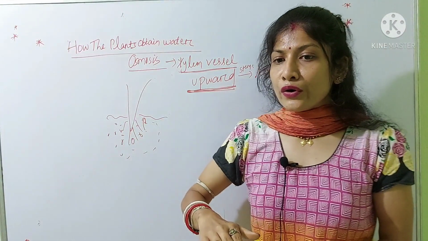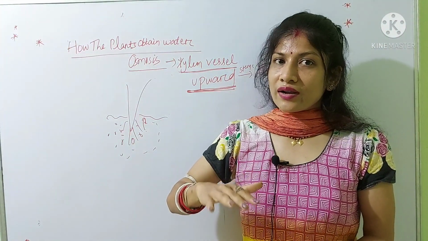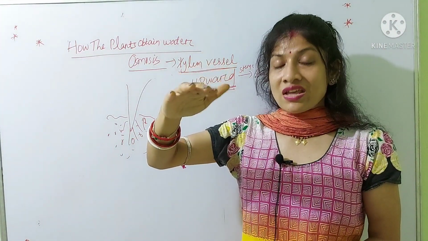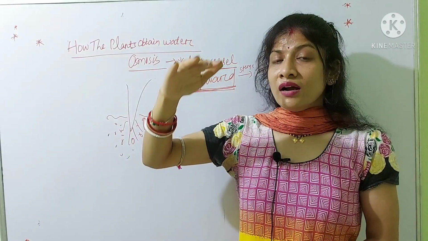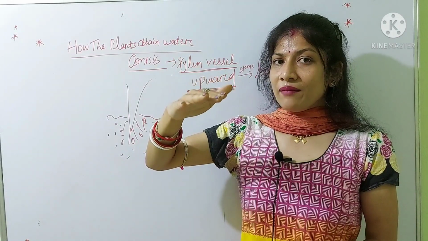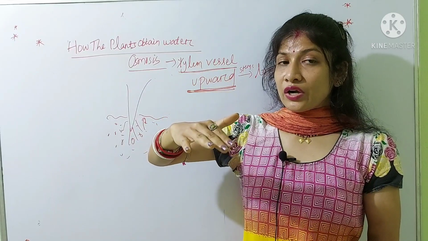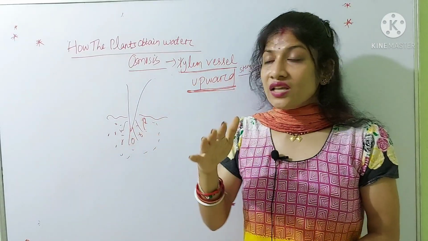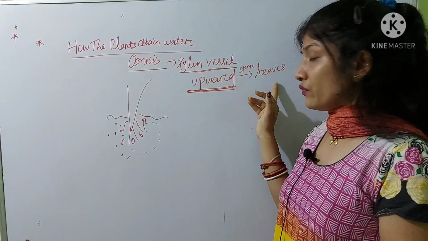So from the root xylem, the water is transported into the stem xylem. Then from the stem xylem, the water is transported into different branches. After that, it enters into the leaf xylem.